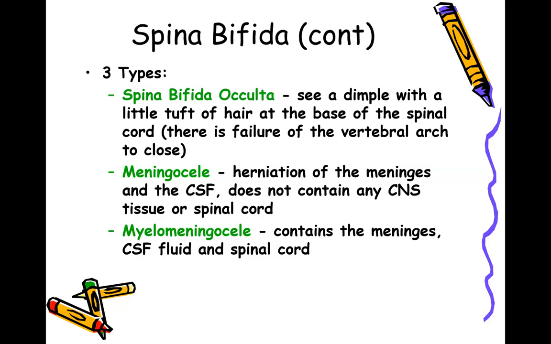The next one is going to be the myelomeningeocele. The myelomeningeocele, this contains meninges, cerebral spinal fluid, and the spinal cord. So this is going to be the worst of the three. It can cause some paralysis. It can vary in severity. You might have severe paralysis or minimal paralysis of the lower extremities.